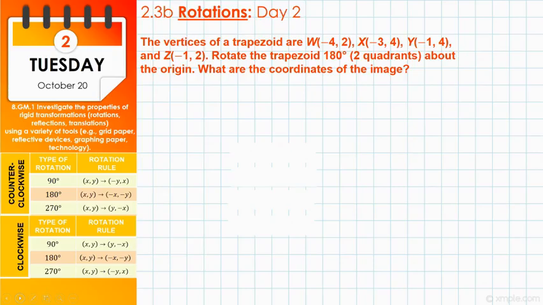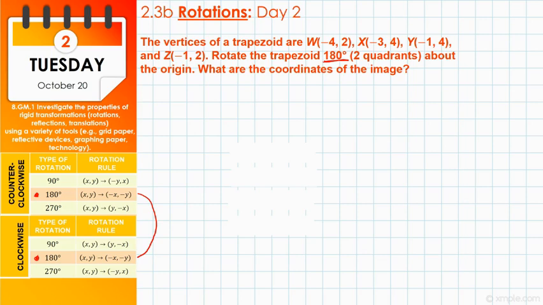So given this example, the vertices of a trapezoid are W at negative 4, 2, X, negative 3, 4, Y, negative 1, 4, and Z, negative 1, 2. Rotate the trapezoid 180 degrees about the origin. Remember, from the notes yesterday, with a 180-degree rotation, clockwise or counterclockwise does not matter. There is no such thing as 180-degree clockwise or counterclockwise because it's always going to be 2 quadrants away.